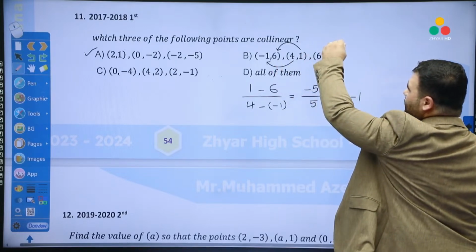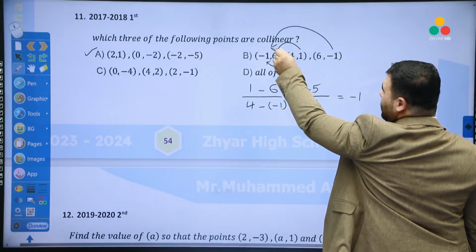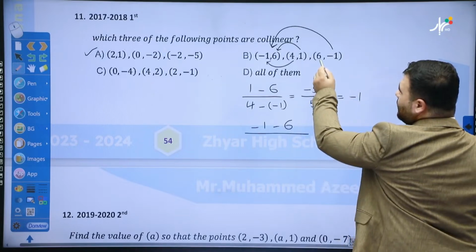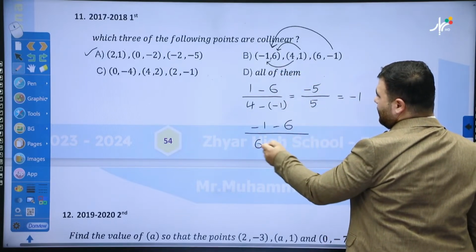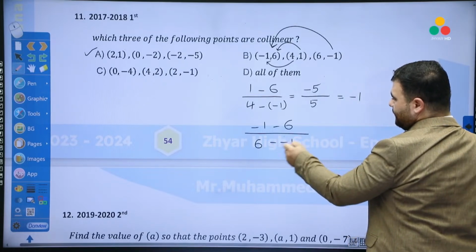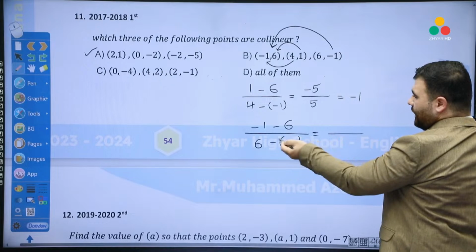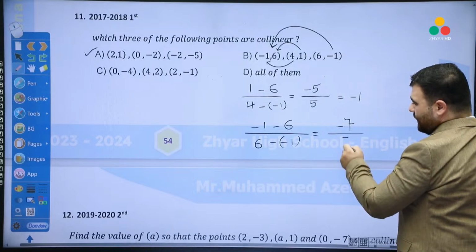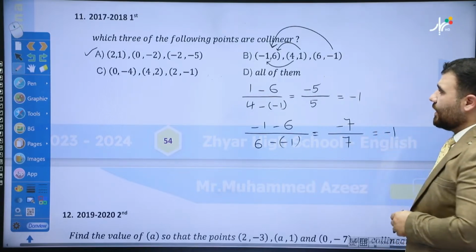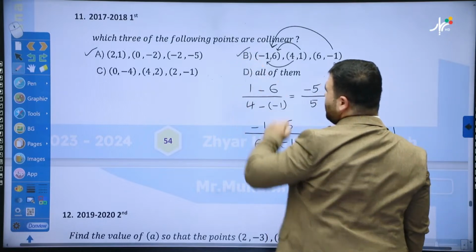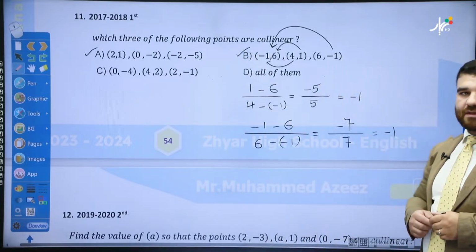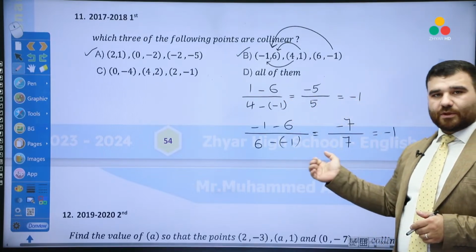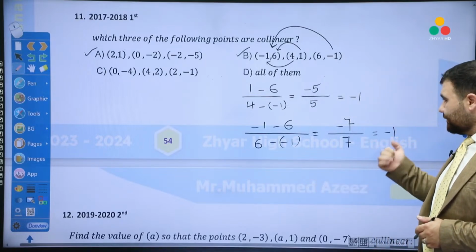Now, slope between third and first: negative 1 minus 6 over 6 minus negative 1. Negative 1 minus 6 is equal to negative 7. 6 minus minus will be plus, that's 7, which is also equal to negative 1. This means set B is also collinear. All the 3 points are collinear. Slope between first and second is the same as the slope between first and third.